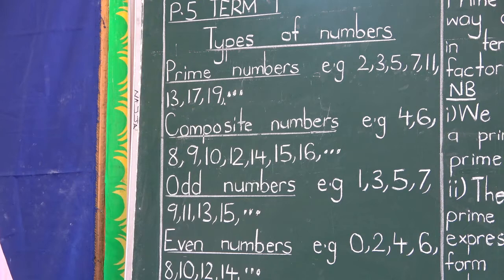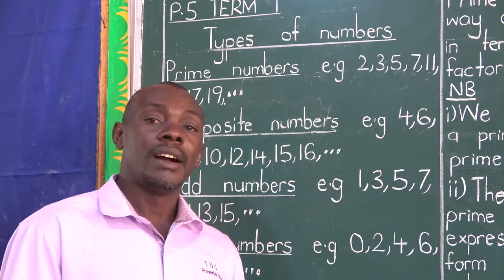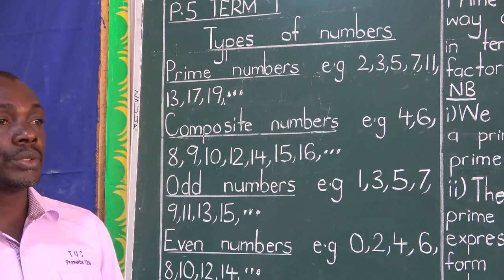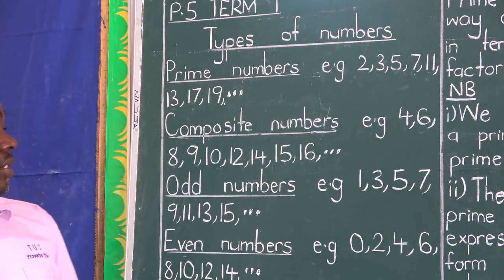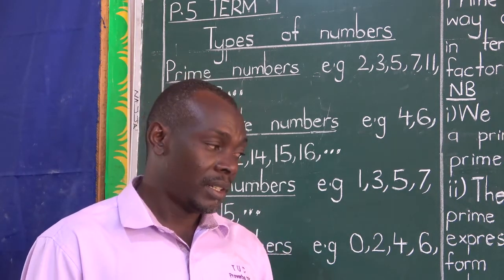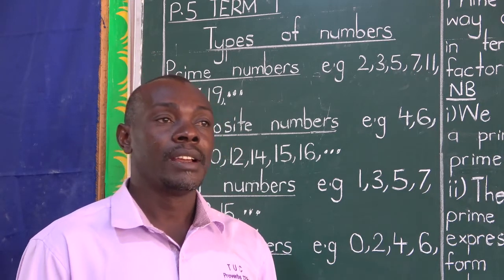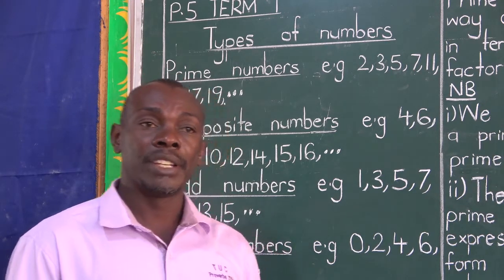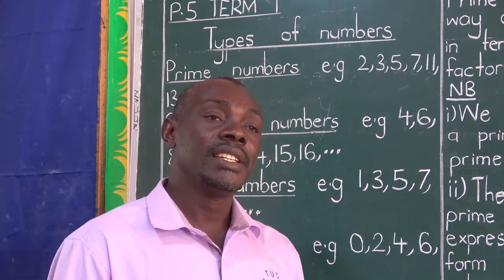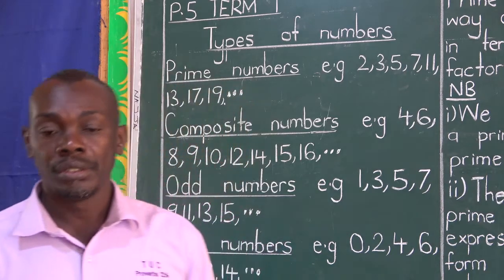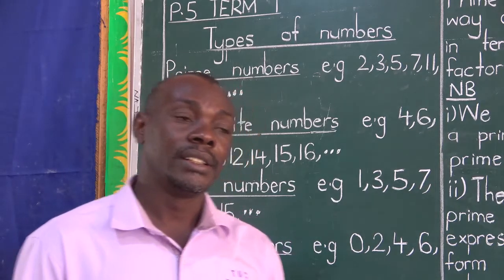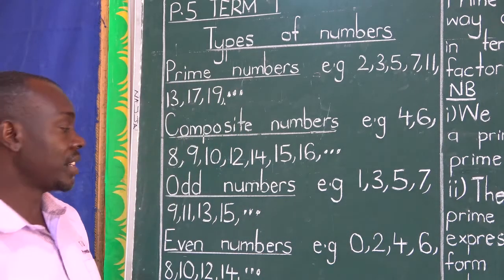The question is, what is an odd number? An odd number is that number which, when divided by 2, there is a remainder. It is a number which, when divided by 2, leaves a remainder of 1. Or simply, it's a number that's not exactly divisible by 2. Or you say, it's a number which, when divided by 2, one gets a remainder.